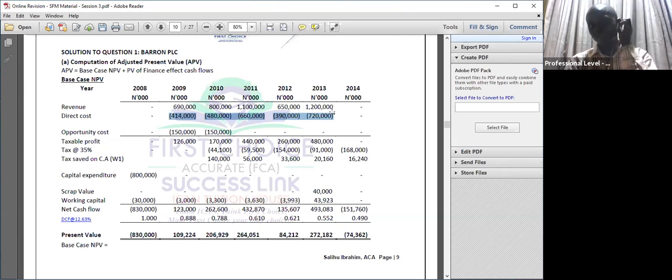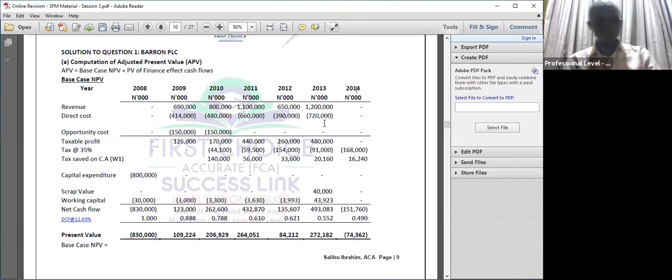Do you know the reason why I added a new year 2014? It's because of tax. You know our tax is paid a year in arrears. So tax in 2013 is going to be paid in 2014. So I need to extend the project by an additional 1 year. Do you understand now? Okay.